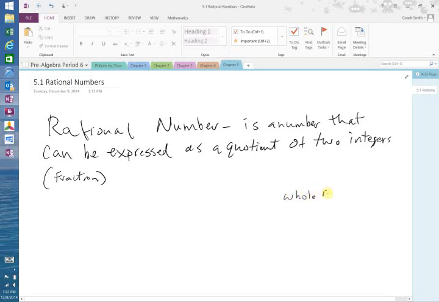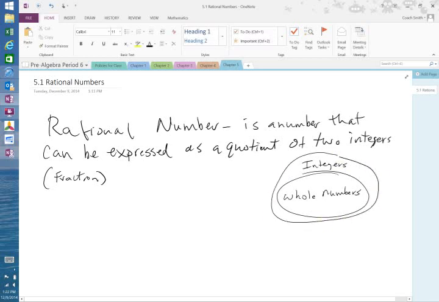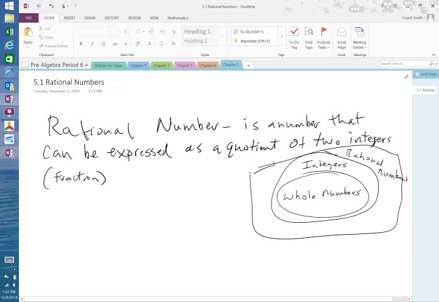Numbers. Okay, then you have integers, okay, which is another circle. And then you have rational numbers. Okay, and that would be the big box that has all of them. Okay.